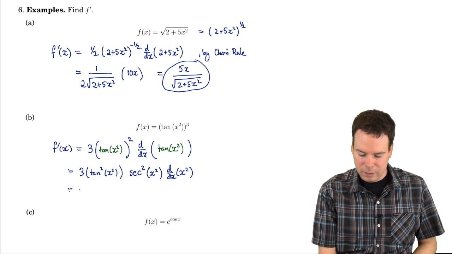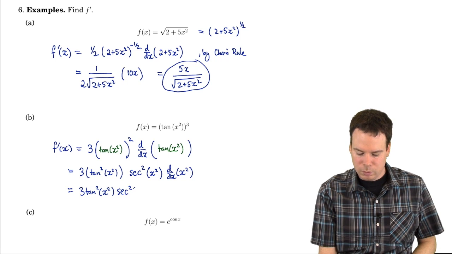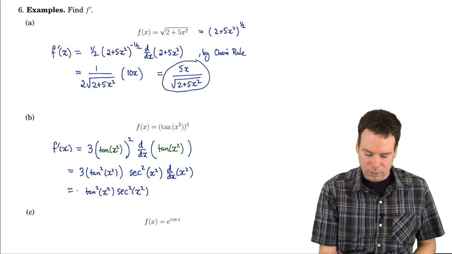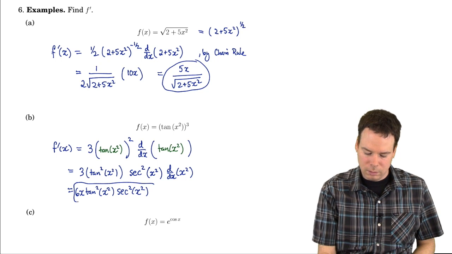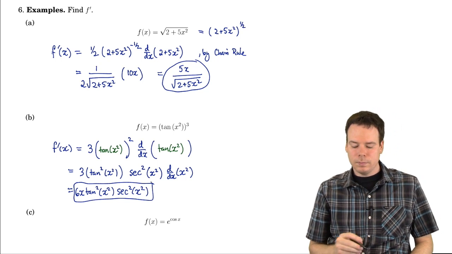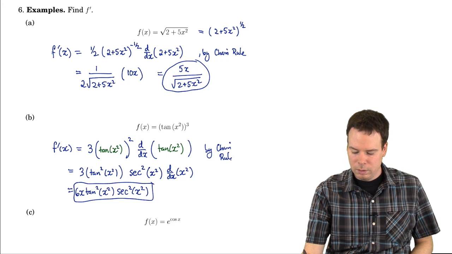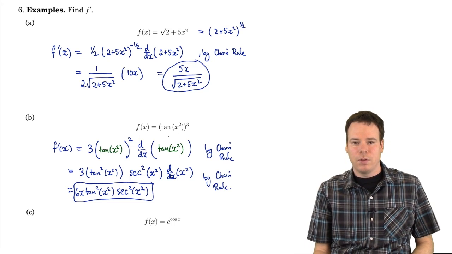And now we can put it all together. We've got a 3 tan squared x squared, a secant squared x squared. The derivative of x squared is 2x, so I'll just pull that out front. Joined with the 3 is a 6x. And there is our derivative. So two applications of the chain rule. We had a chain rule here, and we had another chain rule here. Two applications of the chain rule because this was a composition of three functions.